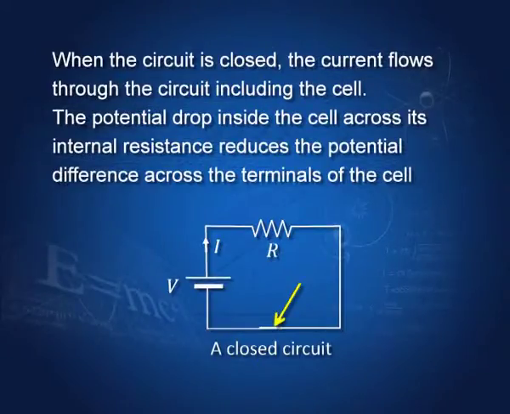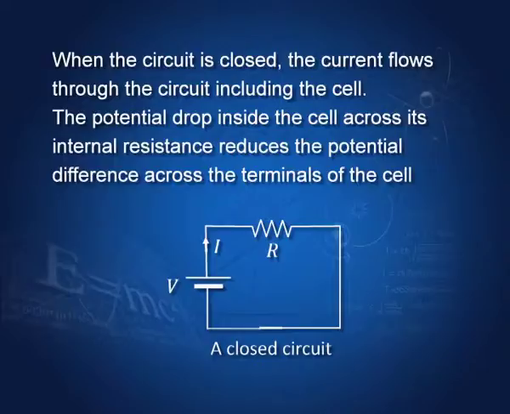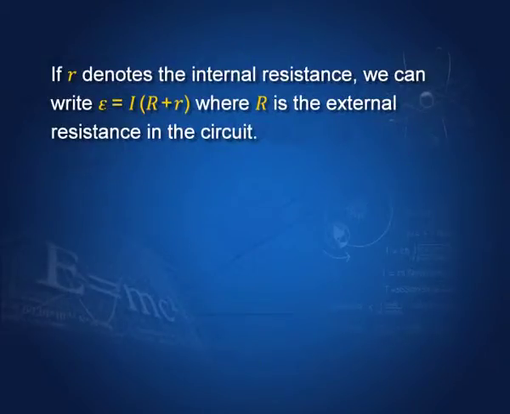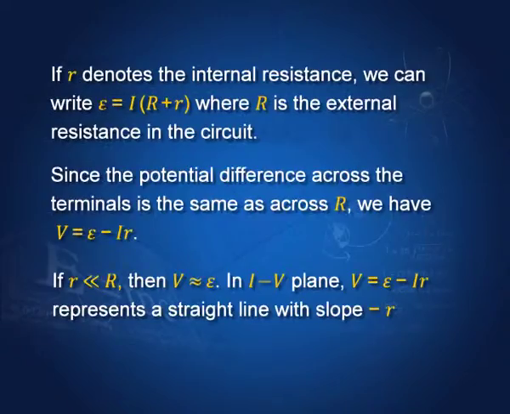I have closed the key, therefore, the current starts flowing and every cell has some internal resistance. In addition, we have also the external resistance R. Therefore, the EMF, which is pushing the charge, is equal to the current into R plus r. And IR is, what is IR? IR is nothing but the potential difference across the terminals of the battery. Therefore, since IR is V, I can write V equal to epsilon or the EMF minus I times r. In fact, you can see I times r is the work done in overcoming the internal resistance of the cell.